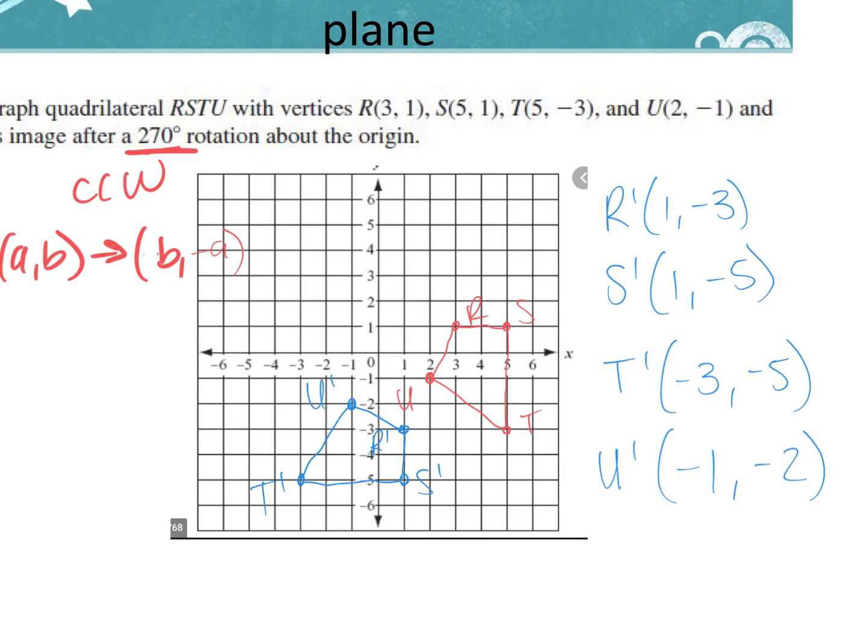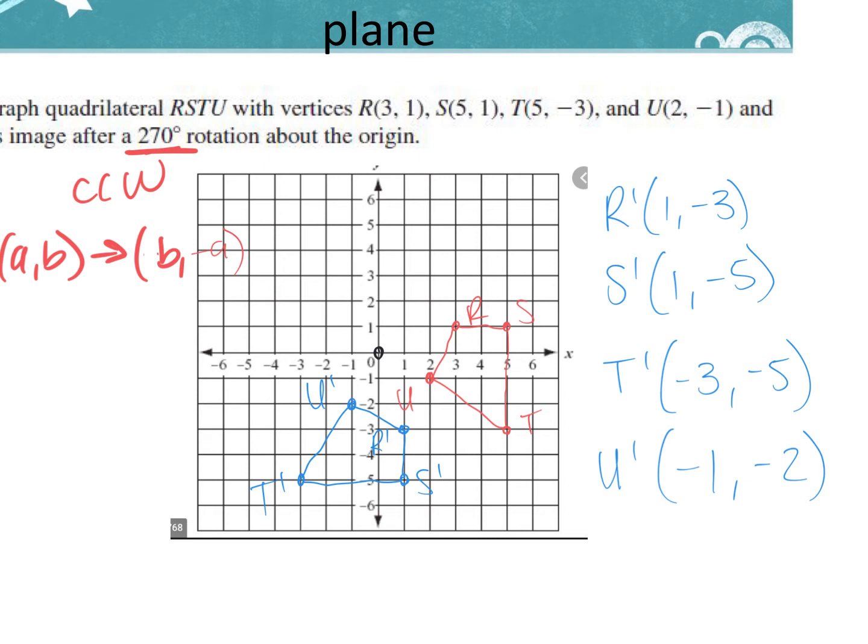Label them, people. That's very important, okay? Now, the visualization comes now. So I'm gonna show you how this is a rotation of 270 counterclockwise about the origin, okay? And it starts by putting your center of rotation at the origin. So put a big, nice dot at 0, 0, 0. And draw a vector to whichever point you wanna use.